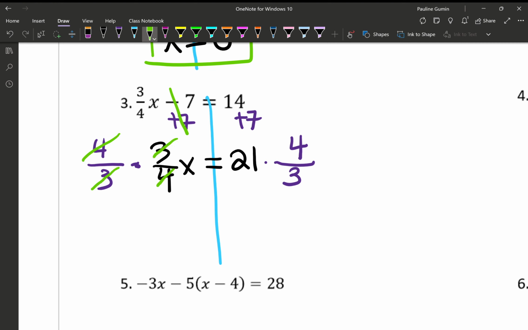On the left side, the 4's cancel, the 3's cancel. That's why we do that. And all we have remaining is x. On the right side, 21 times 4 over 3, which I expect you to do in your calculator, gives you 28.